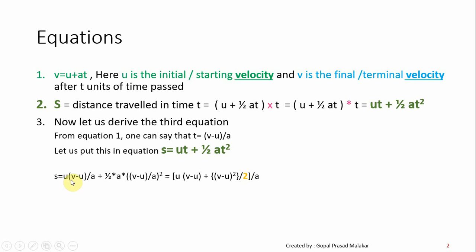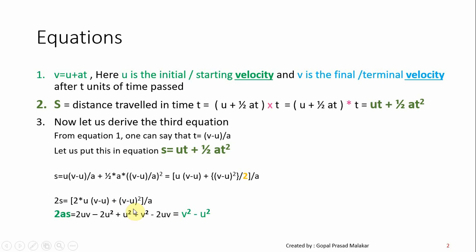So this is the equation. Now multiply both sides by 2, and you will get 2 into u into (v minus u), and here this 2 will get over, so (v minus u) square by a. Now take this a to this side, so it will become 2as, and this will become 2uv minus 2u square plus v square minus v square plus u square minus 2uv.